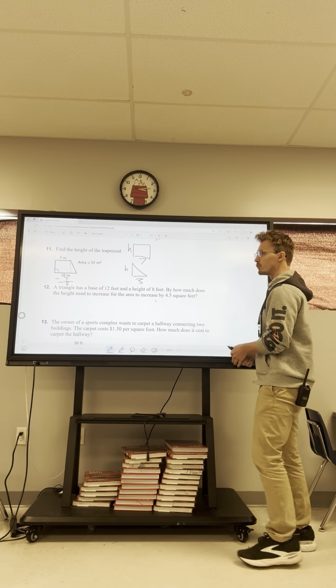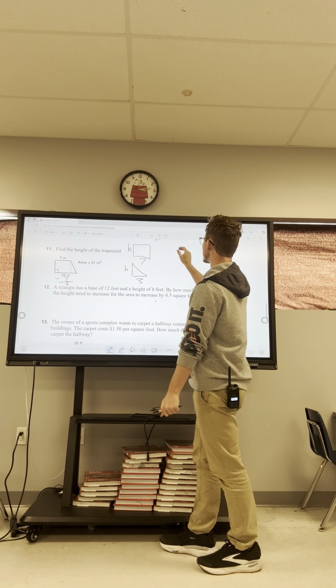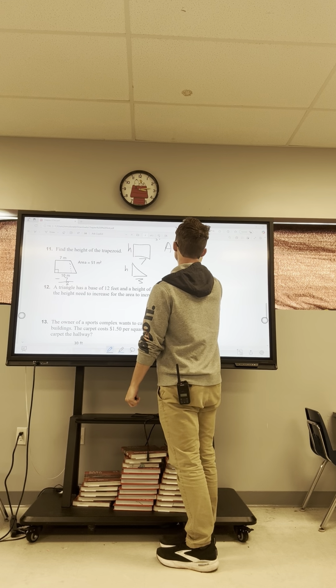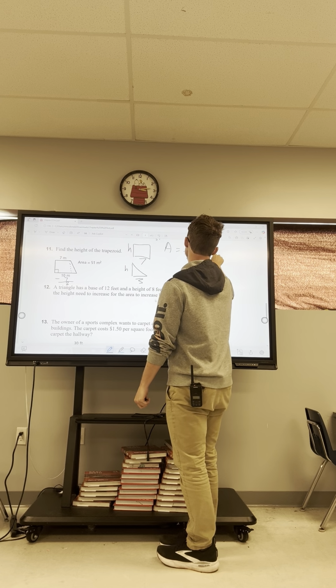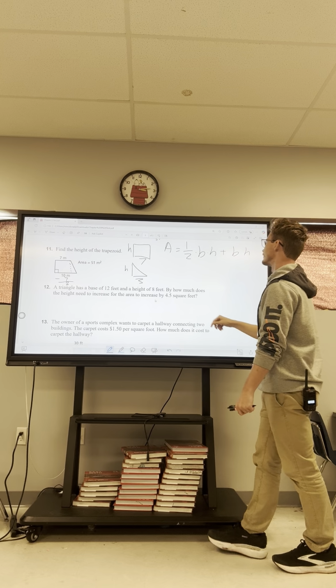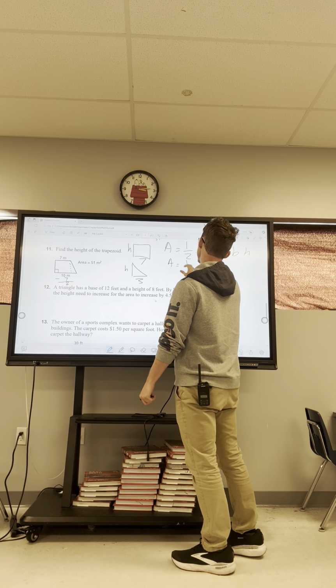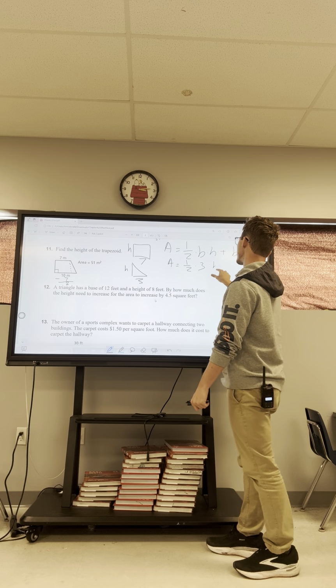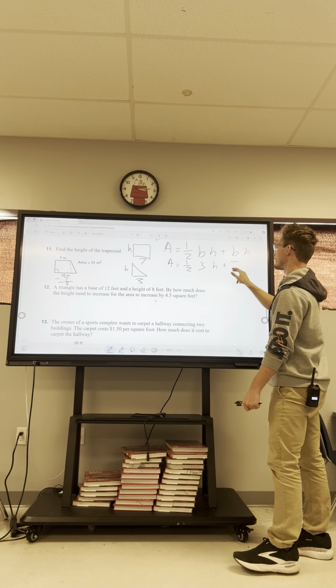Now we're going to write our formulas again. So area equals, I'm going to do my triangle first. 1/2 times base times height plus base times height. Now I'm going to fill it in. 1/2 times my base is 3, so I'm going to times it by 3 times h plus 7 times h.